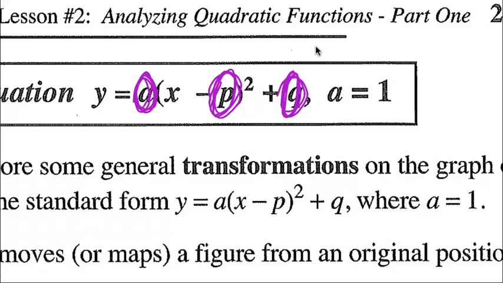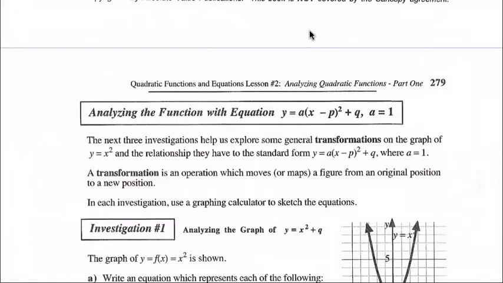This a value has two functions. One, it's going to tell us whether a graph is longer and skinnier than normal or shorter and fatter than normal. And it's also going to tell us whether it opens up or down. Positive, it's going to open up. Negative, it opens down. Through these investigations, we're going to be exploring that. Okay, so that's a quick preview.